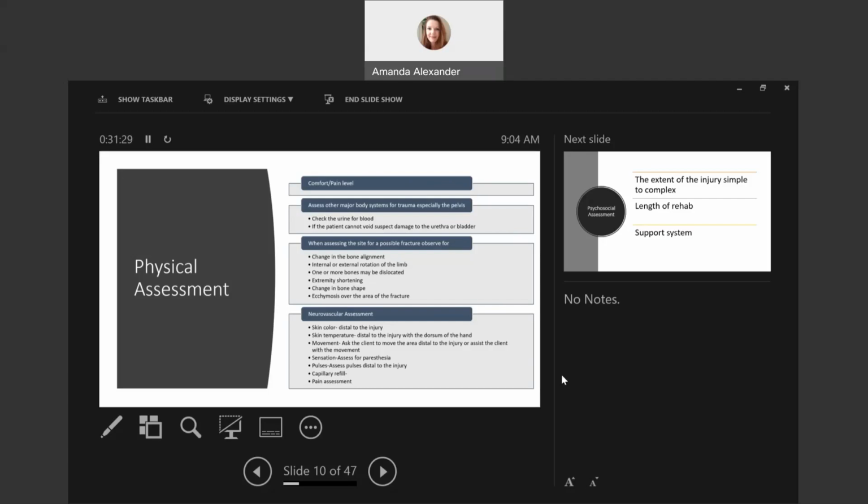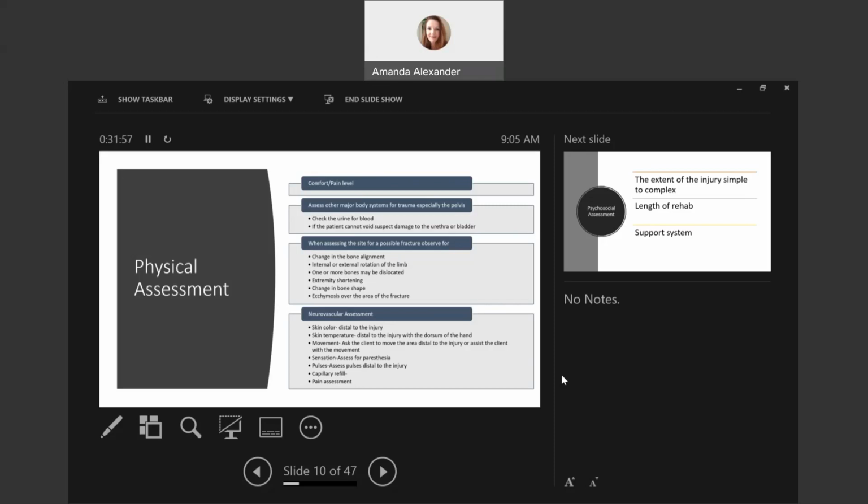Change in bone shape. Again, are there any nodules at the site? You could probably palpate it and feel, but I would be very gentle if you touch it because the patient is going to be in a lot of pain. Is there any ecchymosis? Ecchymosis is bruising. If there is any bruising over the area of the fracture, it's a good indication that there's bleeding at the site and we need to be cautious with that fracture.